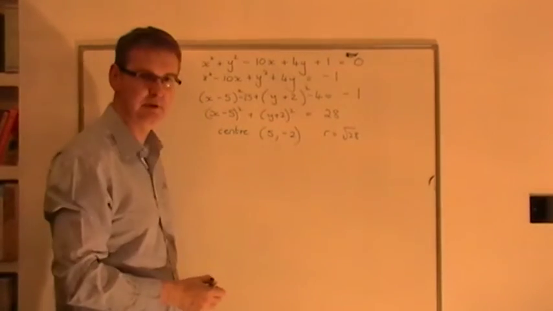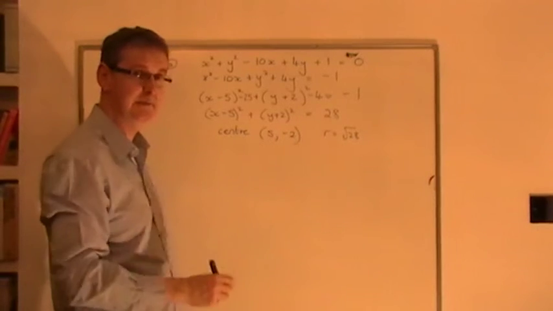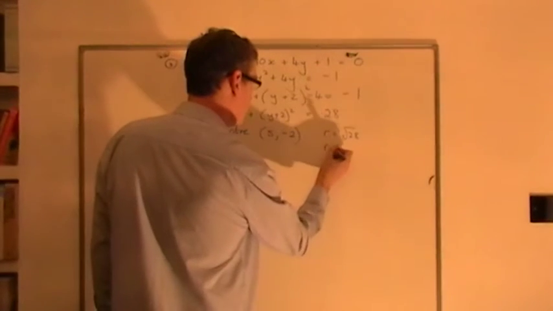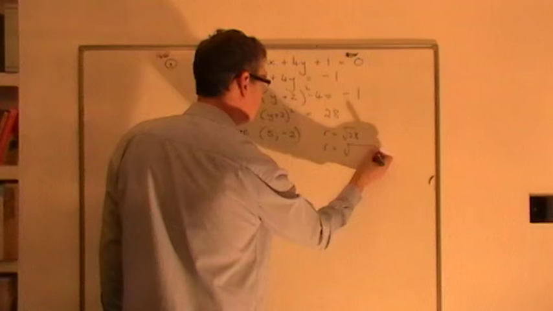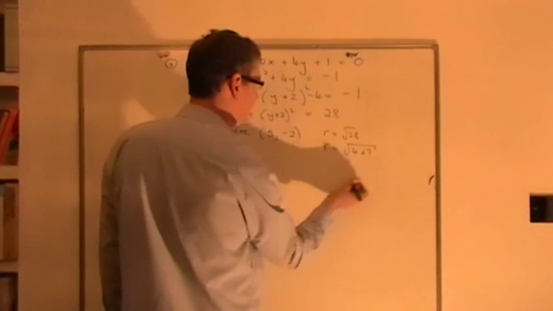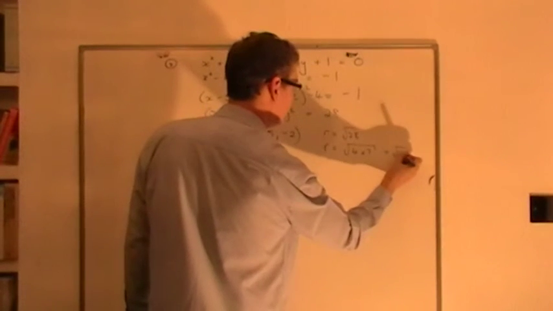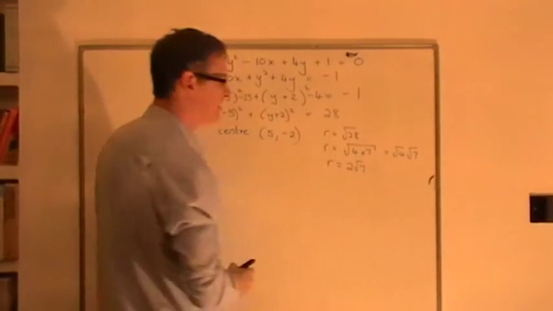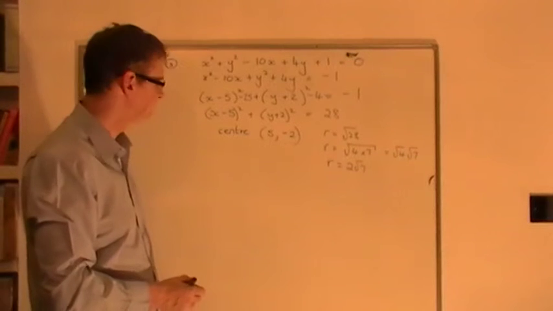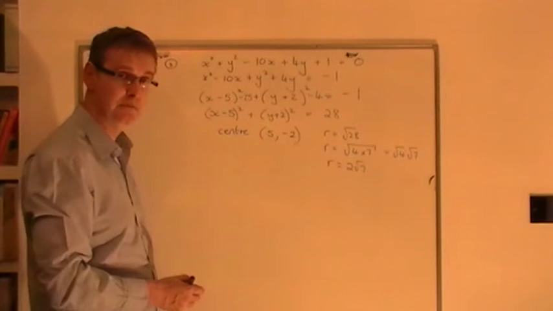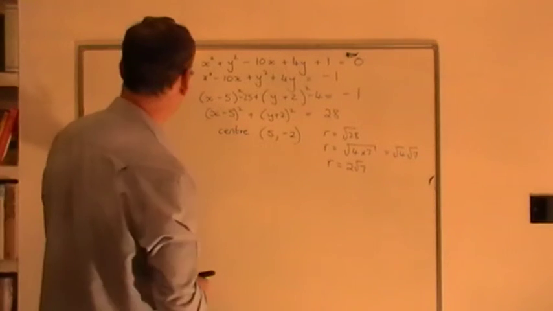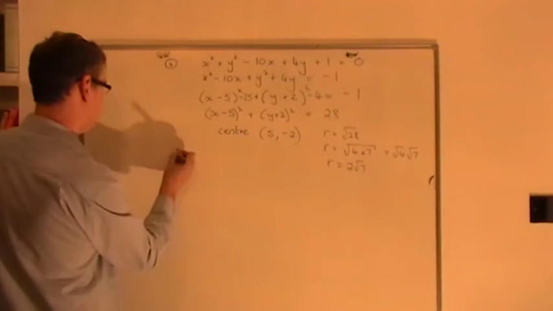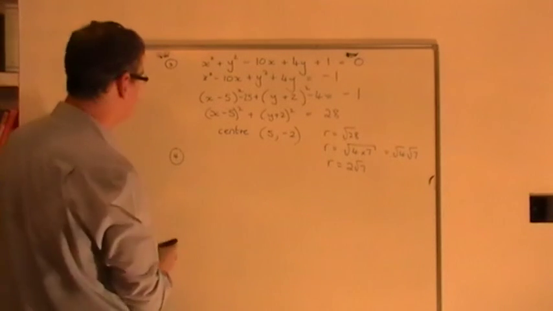Now that's not a nice whole number, but it is a surd this time that will simplify. You should know that root 28 is the root of 4 sevens, which in turn is root 4 root 7. So the radius would be written as 2 root 7 in that situation. Okay, I'll do one more. Let's try this one, a bit more practice.